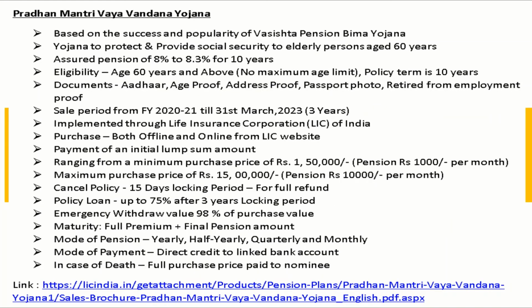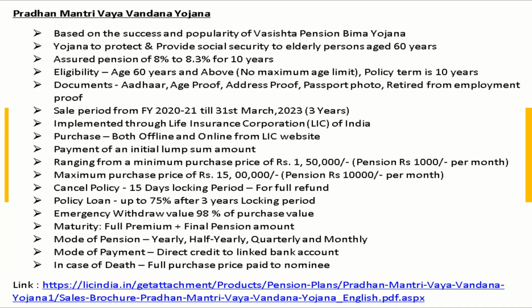One more insurance is targeting elderly people. This is social security for senior citizens who are age 60 and above. If you know that they have a lump sum of amount accumulated over a period of time, and they want to generate some income through that, this is how the government has announced the Vaya Vandana Yojana. This gives a return of at least 8 to 8.3%.